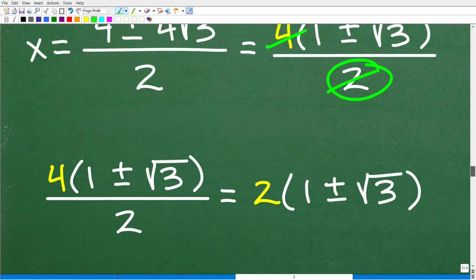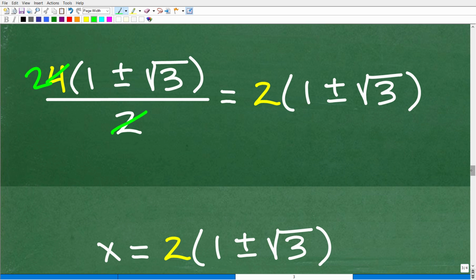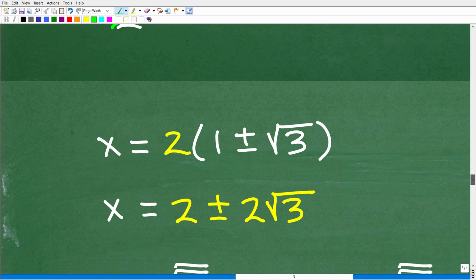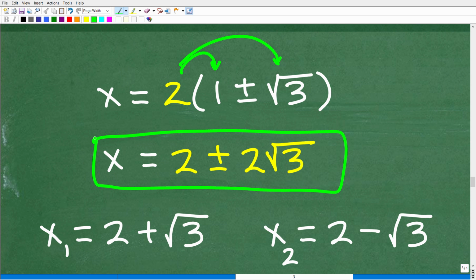So let's go ahead and take that step right now. 2 goes into 4 2 times, and then I could just take this 2, parentheses 1 plus square root of 3, and then just distribute the 2 back in, right? Let me just show you the work right here. So this is what we did when we factored out the GCF of the numerator, which was 4. Now I can go ahead and distribute that 2 back in. So x is equal to 2 plus or minus 2 square root of 3.